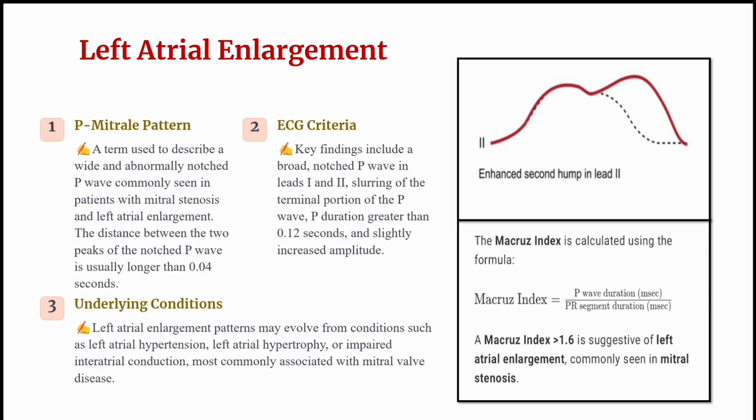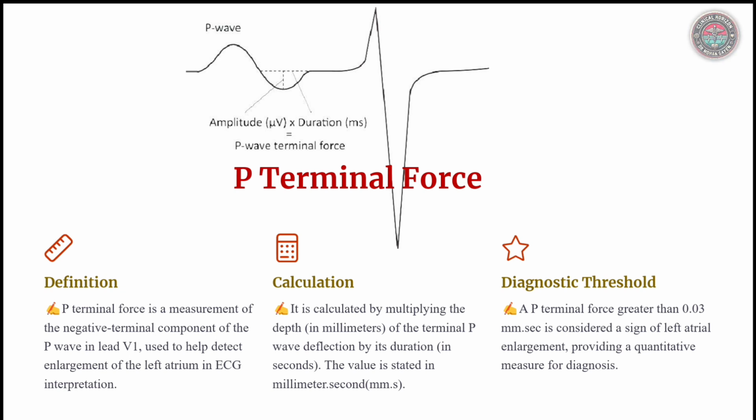P terminal force. The P terminal force, measured in lead V1, reflects left atrial activity. It is calculated as the product of negative P wave depth and duration. A value more than 0.03 mm/second suggests left atrial enlargement, aiding in precise diagnosis.